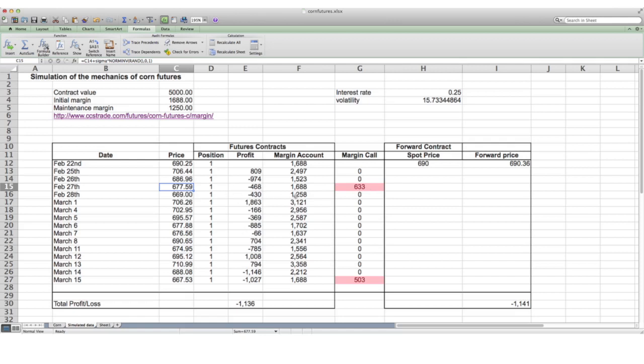It makes a loss, but now the amount is still above the 1250. It's 1258, so there is no margin call. Then it makes a huge profit, and the margin account goes up, several losses, and in the very end there is a huge loss. It drops below and it has to make up back again, so you get $503 as the loss. And in this particular simulation run, the total profit and loss turns out to be minus $1,000. So you put in a margin account of 1688 plus 633, another margin call, plus 503. This was the total investment that you put into the margin account, and the net loss that you get was minus 1,000. So in this particular case, you did not make a profit, but you made a loss.